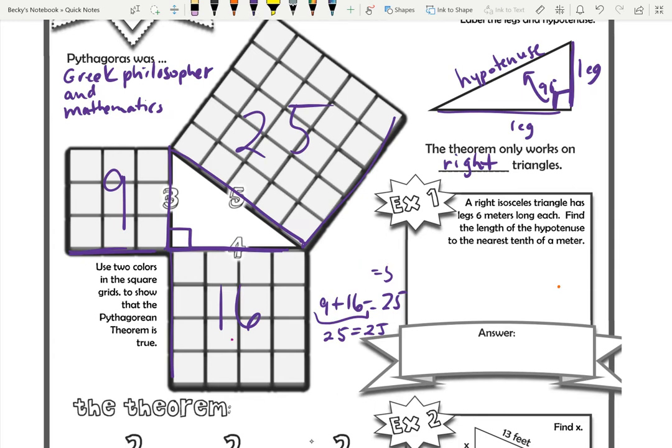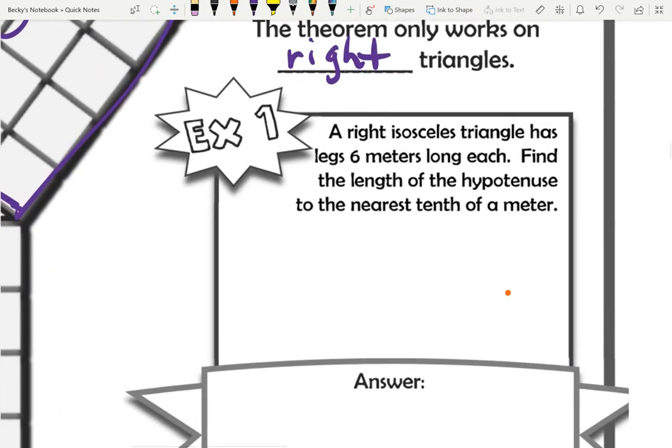So let's apply all of this and do our first real example. So we have an isosceles right triangle. Now, isosceles means two sides are the same measure. So let's draw this out. Two sides are the same, and usually we put this little hash mark on it, which indicates that they're the same measure. And we know it's a right triangle. So the two legs are 6 meters each. And we're trying to find the length of the hypotenuse to the nearest tenth.